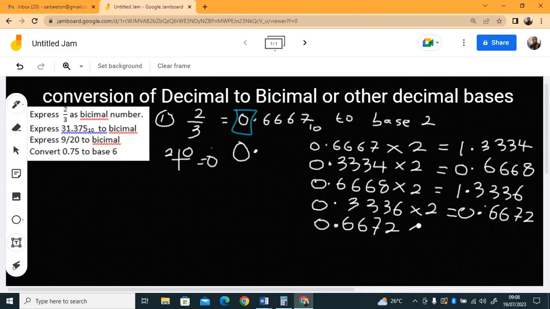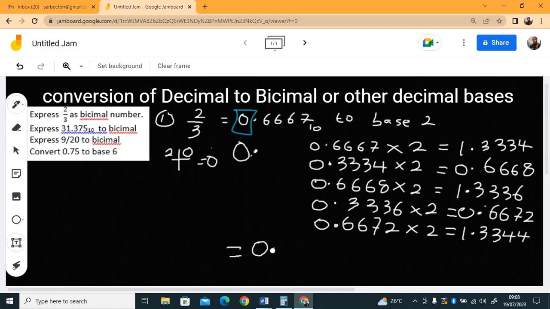0.6672 times 2 again. So times 2, you should get 1.334. This is equals to what? 1.3344. This will continue giving you recurring decimal. Now this is what you're going to do. Now your final answer will be, this is the whole number. That's 0. You get 0.